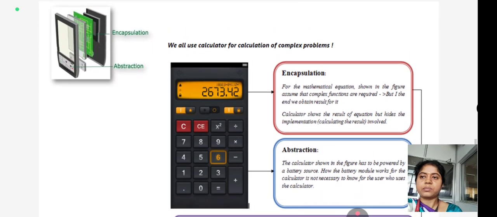So now we will see encapsulation. Here the encapsulation process and abstraction process are done. It is a simple example for encapsulation and abstraction. The mathematical equation shown in the figure is a complex function that requires some involvement. The calculator shows the result, it does not hide the implementation values. And for abstraction, the figure shows that it has to be powered by a battery source, and how the battery modules work is not necessary for the users who use the calculator to know.